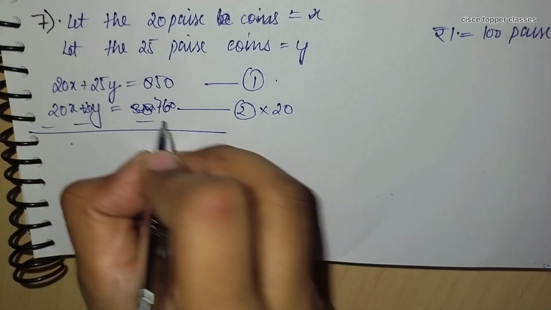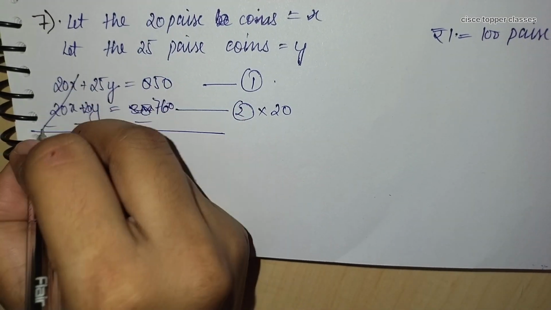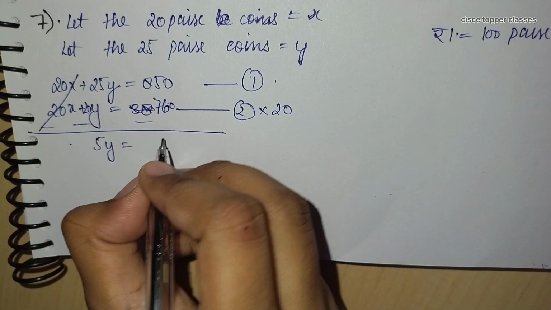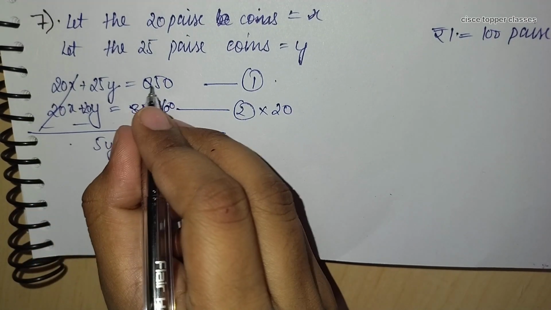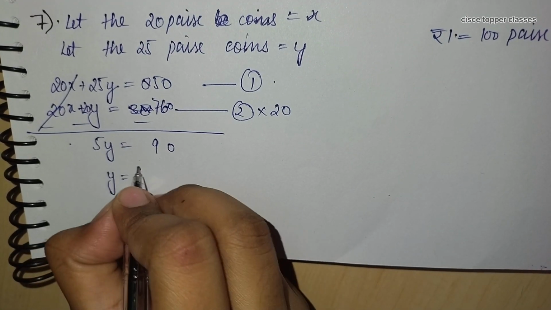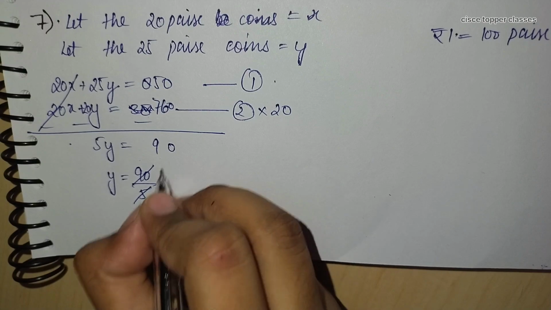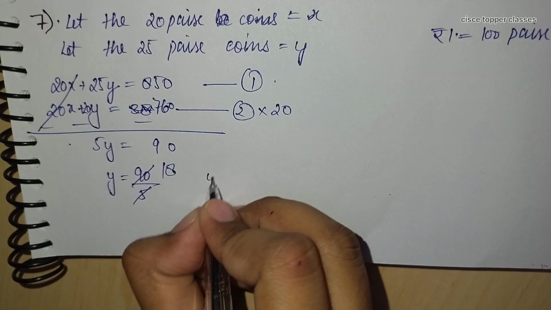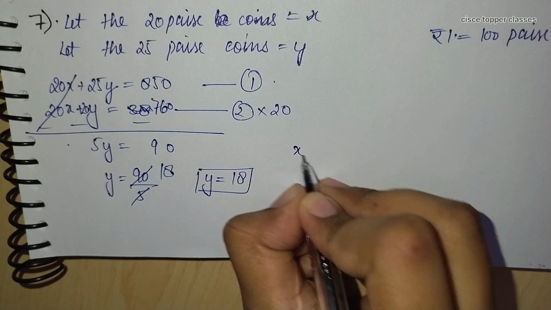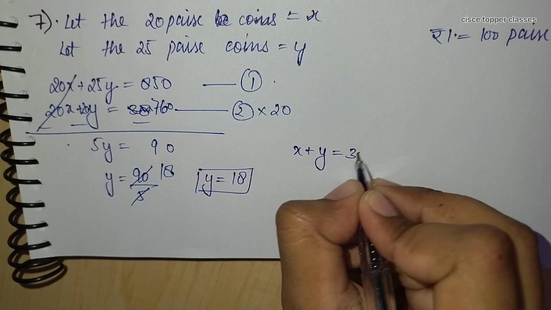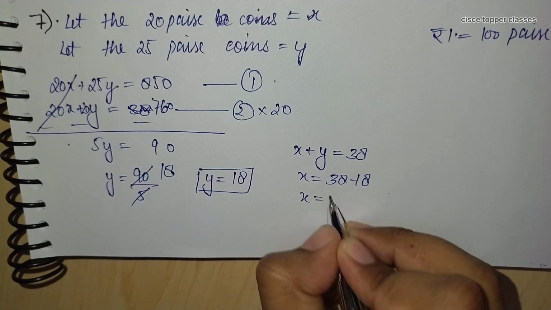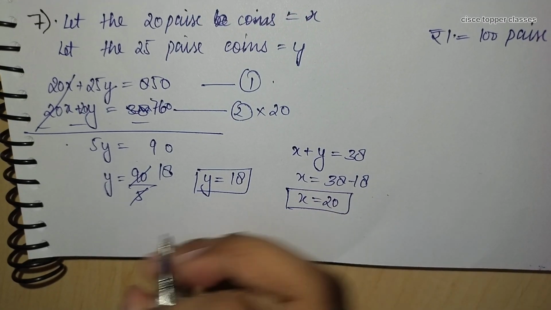So we will subtract this equation here. This will be cancelled out. Here we will get 5y equal to 850 minus 760. On subtracting, 85 minus 76 is 9, and y is equal to 90 by 5 from here. So y is equal to 18. Now we can find the value of x. So x plus y is equal to 38, so x is equal to 38 minus 18, which is 20. So this is the value of x.